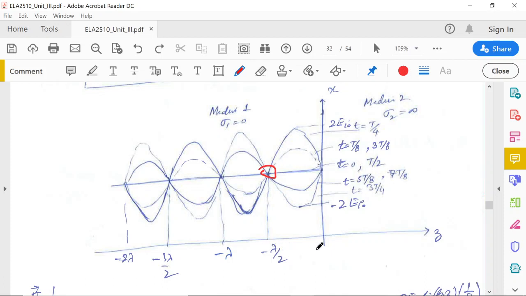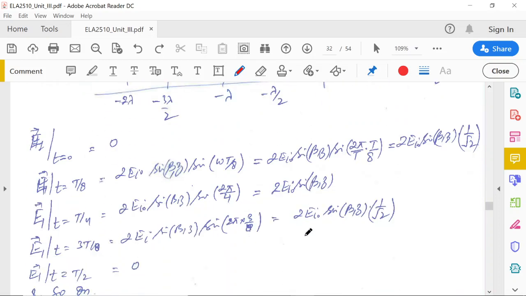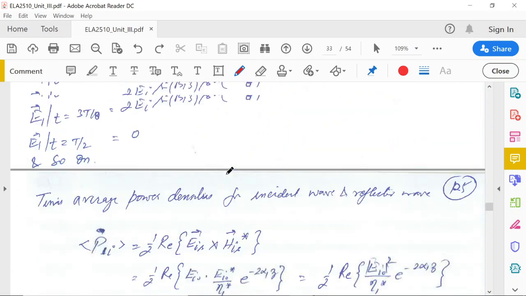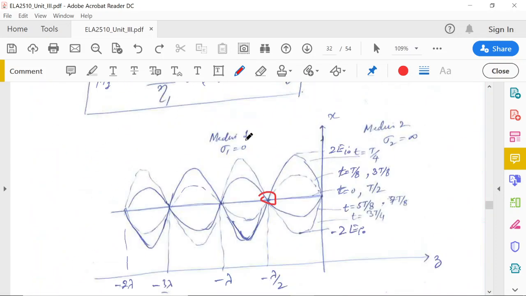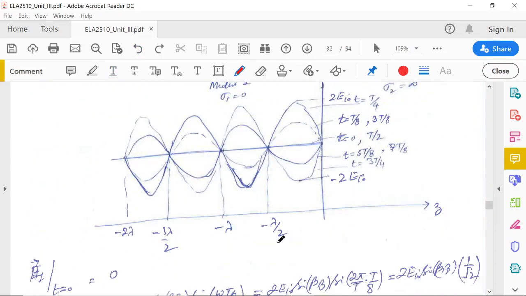For example, if lambda is 1 centimeter, this will be minus 0.5 centimeter, and then minus 1 centimeter. So the minus only shows that in this direction we are taking the negative z axis, and this is positive. So in general, minima will occur at a spacing of half a wavelength. Similarly, maxima will also occur at a spacing of half a wavelength. So this is the analysis we have done. These are called the minima and maxima. So these are all standing waves.